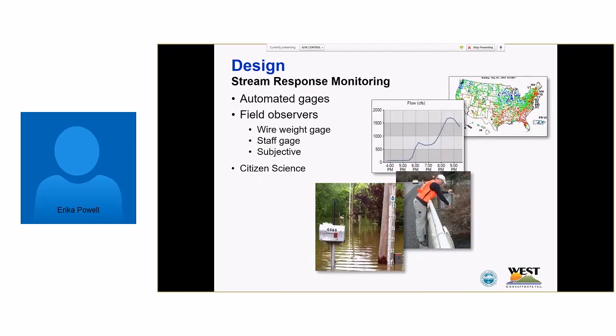Similar with stream gauges, you may want some automated gauges out there to be able to tie into a forecast or simply monitoring when things get critical, when bridges go out of service or roads go out of service or community facilities become threatened.